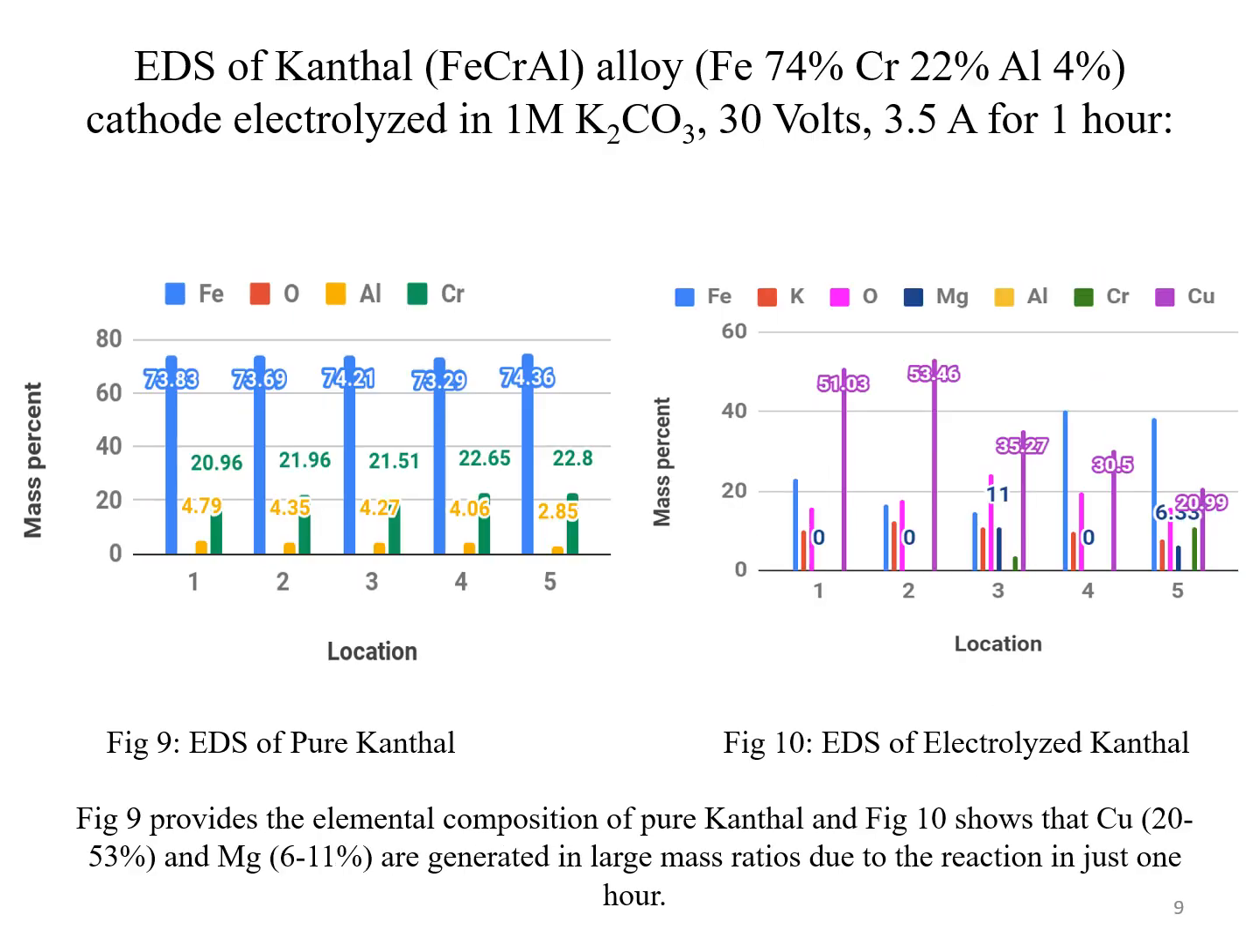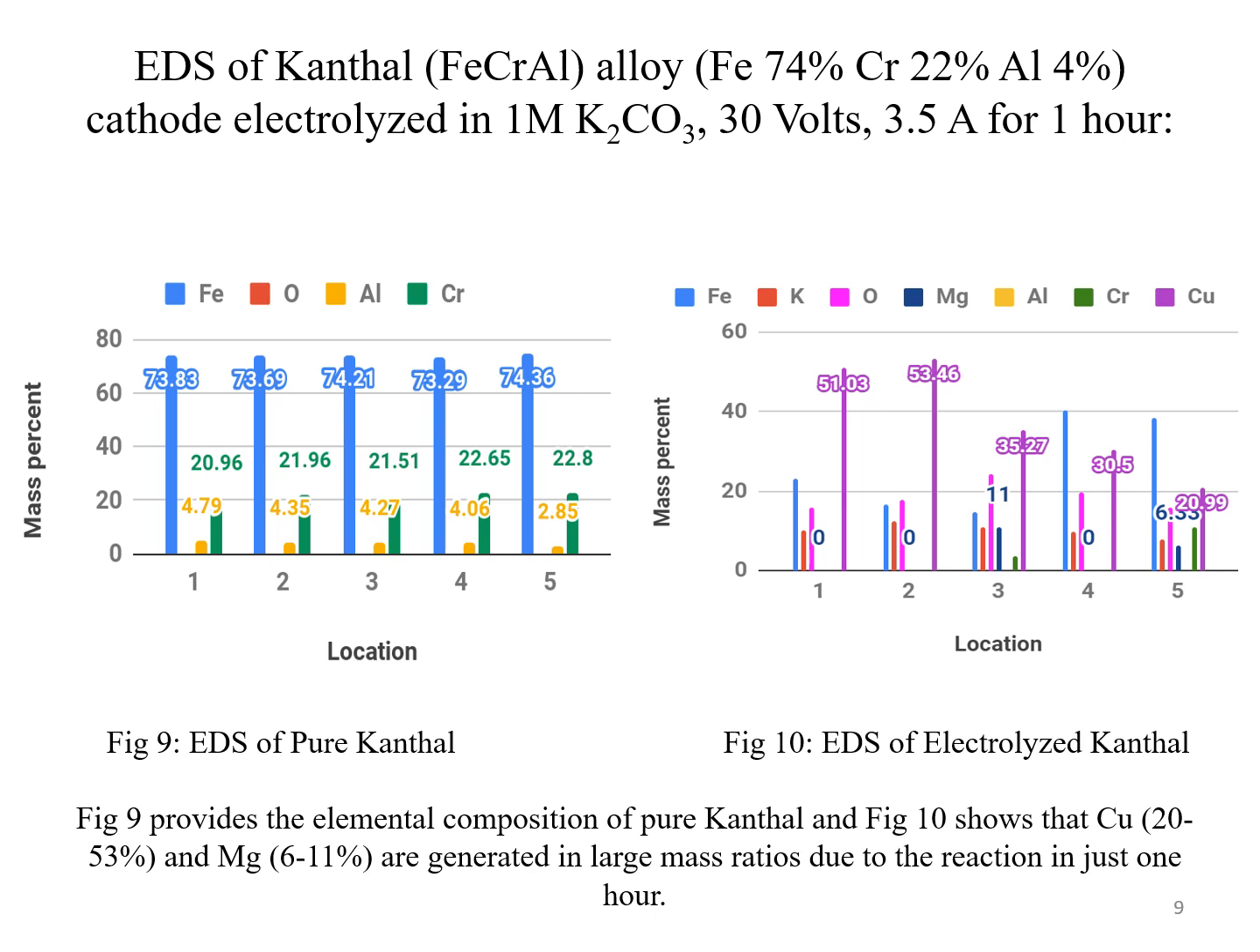Let us now have a look at the effects of electrolysis on alloys. In this slide, we start with the Kanthal metal. The Kanthal metal comprises iron 74%, chromium 22%, and aluminium 4%. On the left hand side, we show in figure 9 the EDS of pure Kanthal. We can clearly see that the EDS analysis closely follows the standard composition of Kanthal at all the 5 spots.